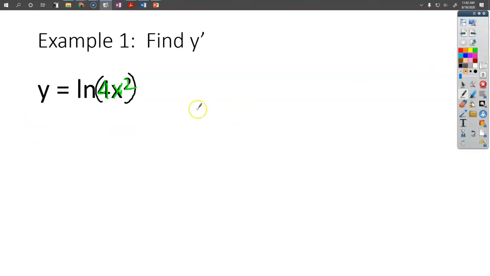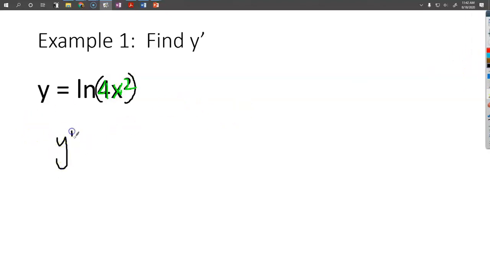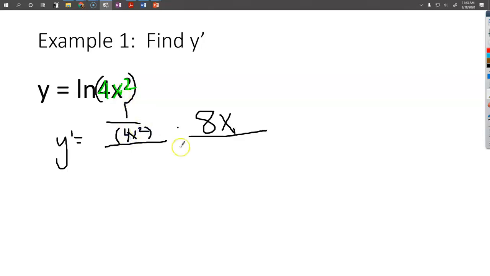Okay? So the derivative of y is going to be the derivative of the outside multiplied by the derivative of the inside. So the derivative of 4x squared, that's the inside. Let's go ahead and do the derivative of 4x squared. That's going to be 8x. Now let's do the derivative of the outside, ln of something. Well, the derivative of ln is 1 over whatever the inside is. In this case, it's 4x squared.